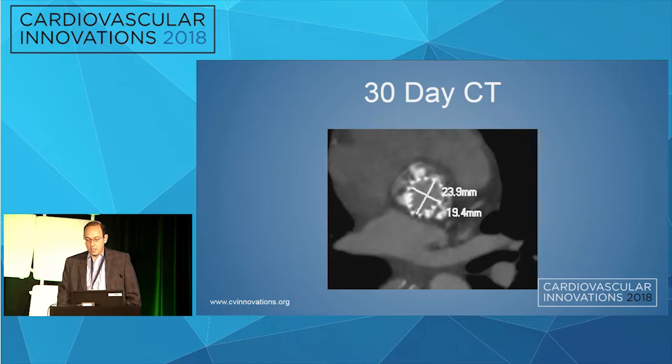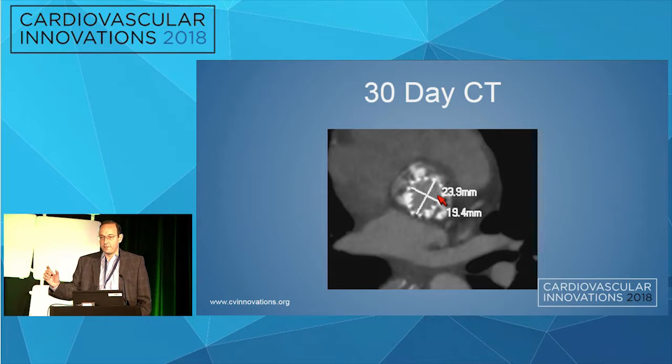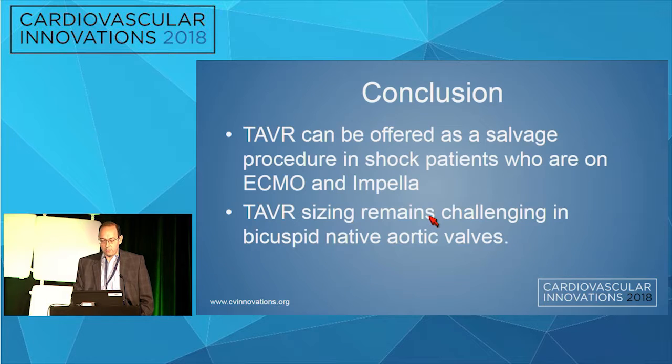And this is the CT. At that level of supra-annular sizing that Jeff was going to ask me about, we got a diameter of 24 and a 20. And this is a 34 millimeter CoreValve. So in conclusion, TAVR can be offered as a salvage procedure in shock patients who are on ECMO and Impella, and TAVR sizing remains challenging in bicuspid native aortic valves.